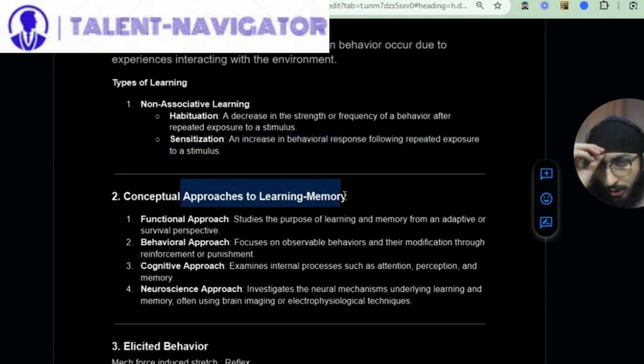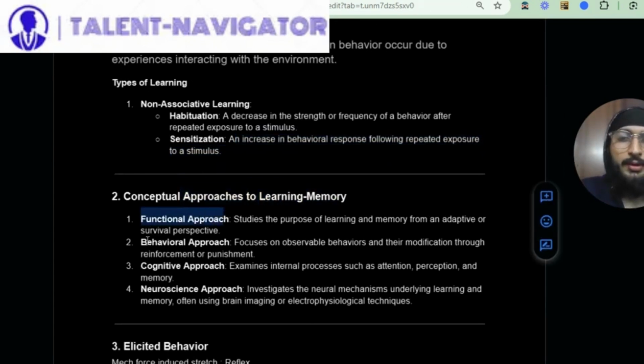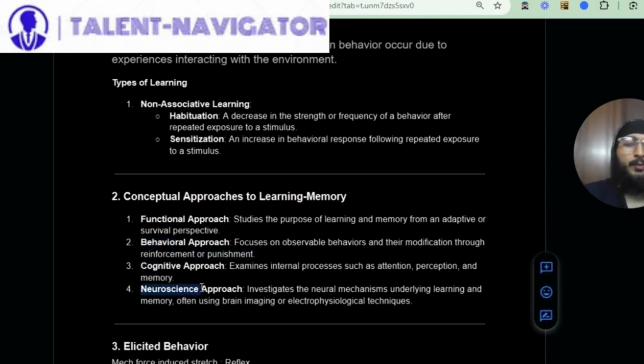Now, conceptual approaches to learning and memory. There are four conceptual approaches. Firstly, we have the functional approach. Then we have the behavioral approach. Thirdly, we have the cognitive approach. And finally, fourthly, we have the neuroscience approach.